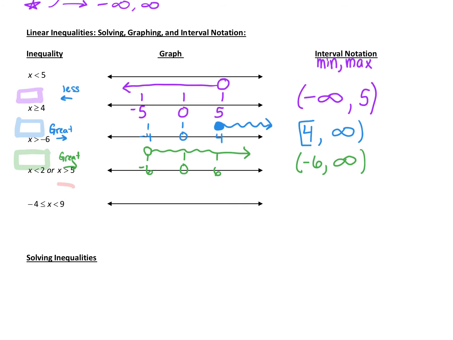Now, if you're going to graph a compound inequality, which is what this is, we're going to graph that x is less than 2 or x is greater than 5. So let's plot 0.